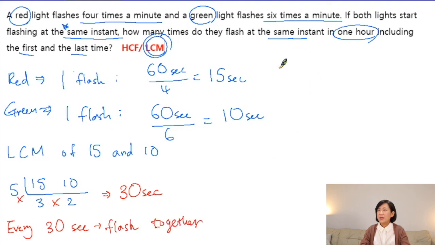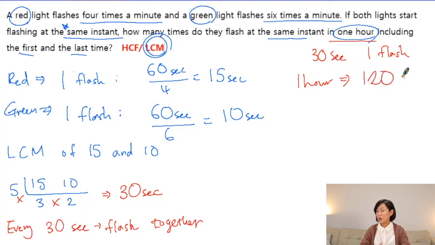So now let's have a look at our details. The question is asking how many times they are flashing together in 1 hour. As we know, every 30 seconds there is 1 flash together, that means in 1 minute there are 2 flashes. Then we are looking for 1 hour, so within 1 hour, 60 times 2, it's 120 flashes.